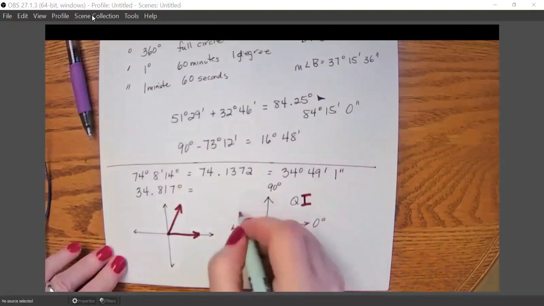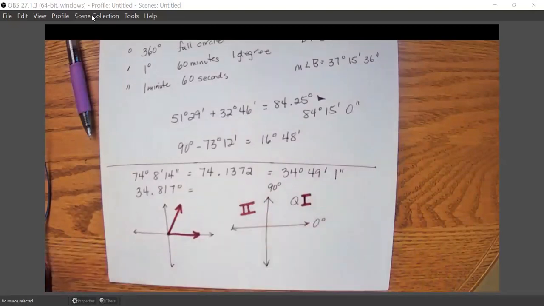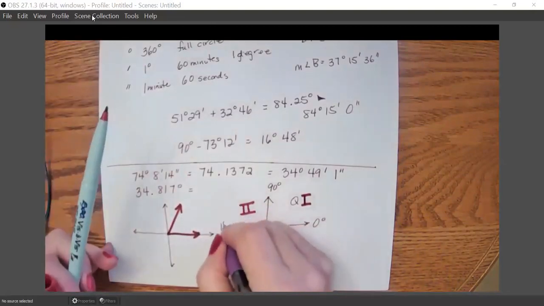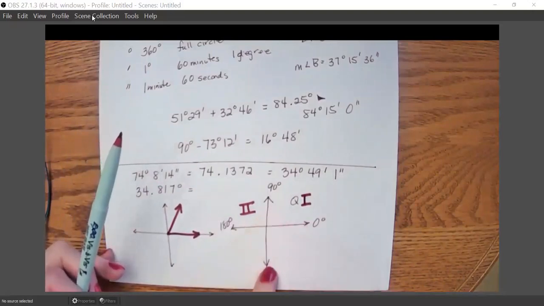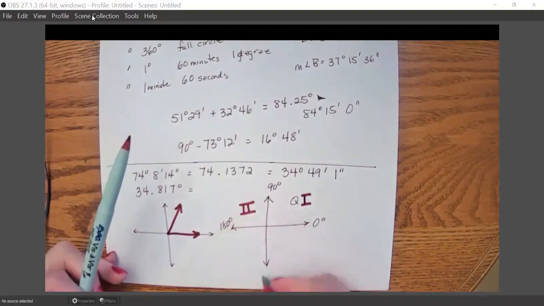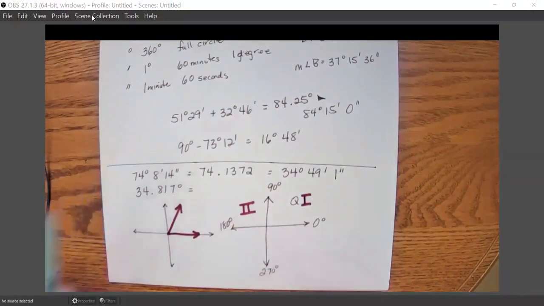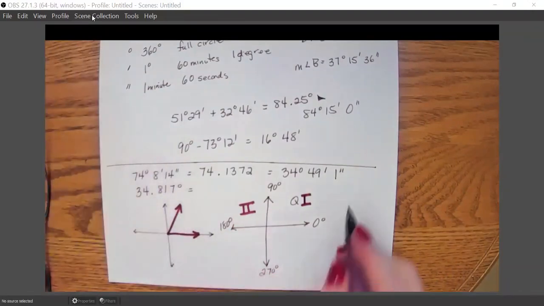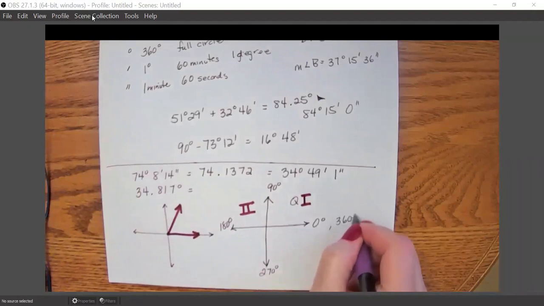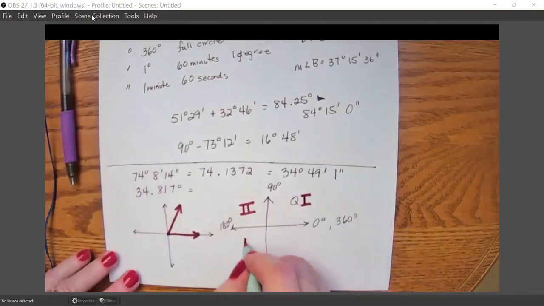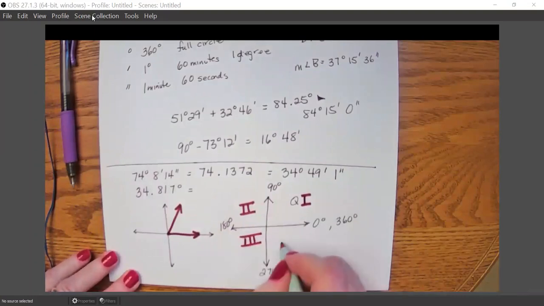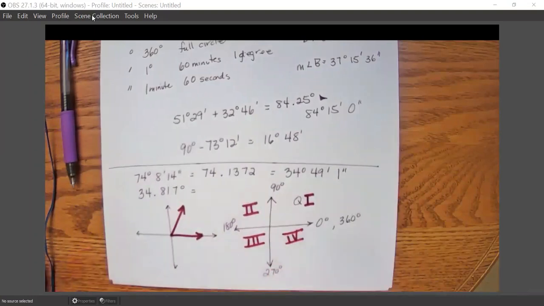Between 90 and 180 degrees is the second quadrant. Remember, 180 degrees is a straight angle. 180 plus another 90 down here is going to be 270 degrees. And then a full circle would be back at 360. This is the first quadrant, the second quadrant, the third quadrant, and the fourth quadrant, not 14th, the fourth quadrant.